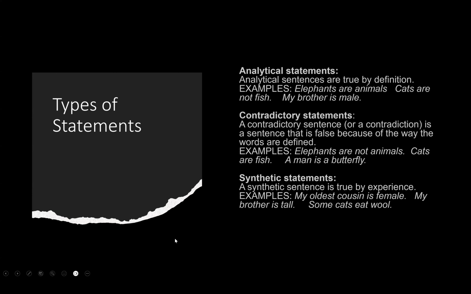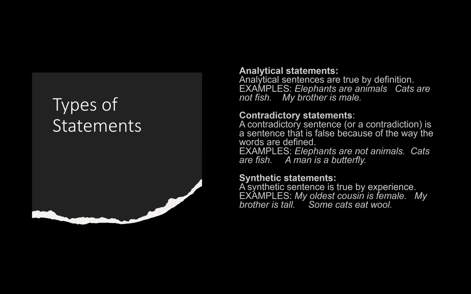Following the reading of the case study for the assignment, you're going to be asked to apply analytical, contradictory, and synthetic statements. You will need to find an example of at least 2 of these in your assignment. As an overview, analytical statements are sentences that are true by definition. For example, elephants are animals. Cats are not fish. My brother is male. These statements are verifiable outside of experience.